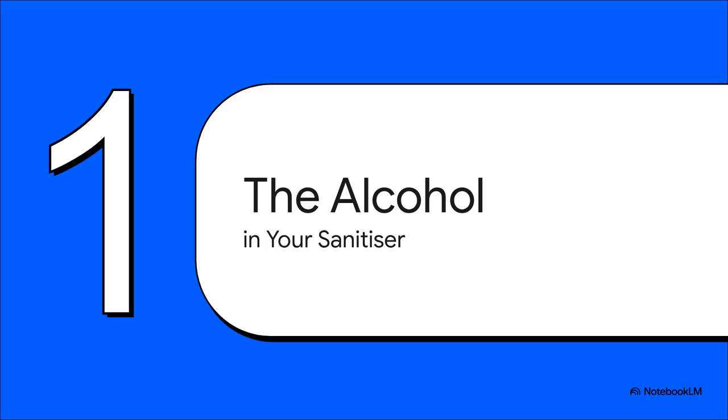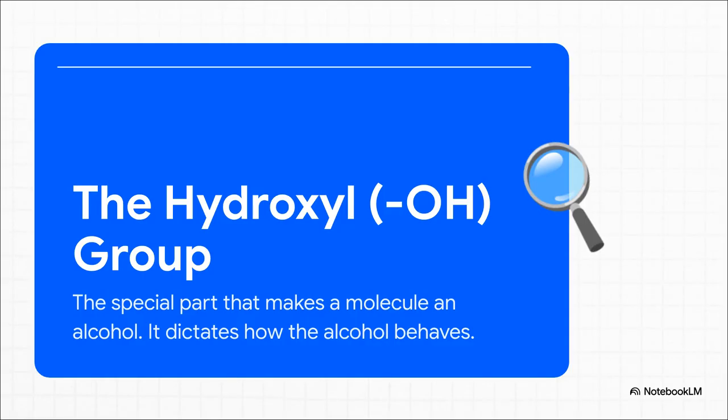Okay, drum roll please. The secret ingredient is an alcohol. But here's the thing. In chemistry, alcohol isn't just one specific substance. Nope, it's the name for an entire family of molecules. So what exactly makes a molecule part of this alcohol family? Every chemical family has a kind of signature, a special feature that says, hey, I belong to this group. For alcohols, that signature is the hydroxyl group.